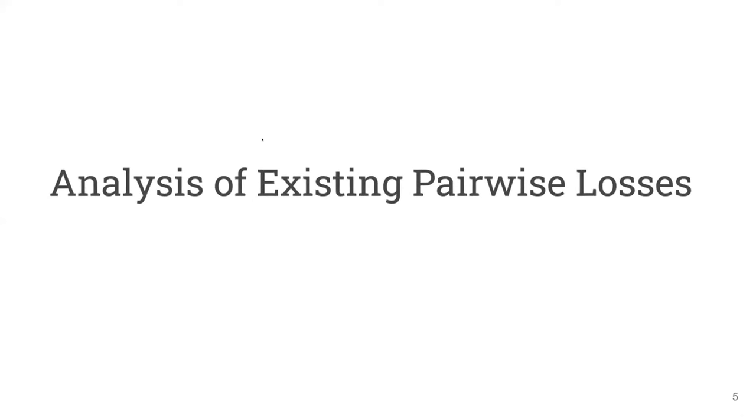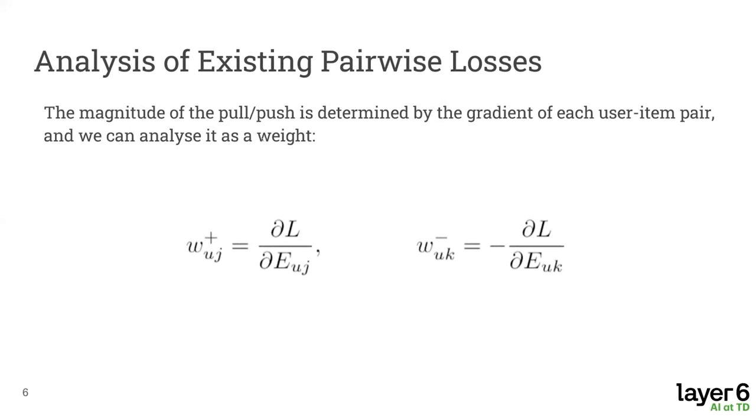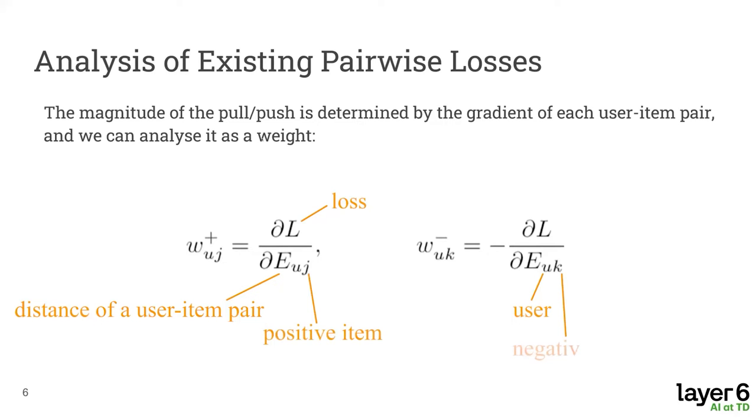Now let's analyze the existing pairwise losses to show these drawbacks. The magnitude of the pull and push in the pairwise loss is determined by the gradient of each user-item pair, and we can analyze it as weights. The equations shown below are the weights for positive pair and negative pair, where L is the loss, E is the distance of a user-item pair, U is the user, J is the positive item, and K is the negative item.